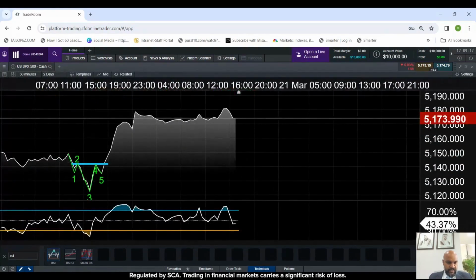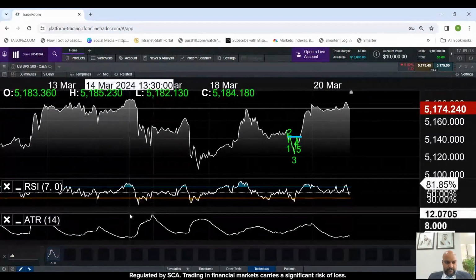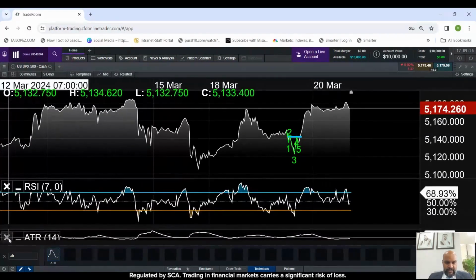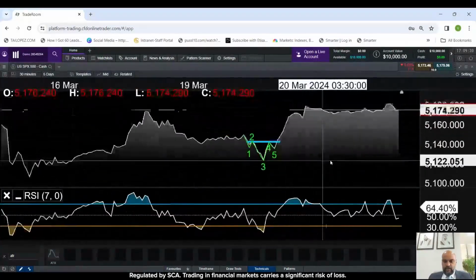Okay, and the other one is ATR. So I'm just going to put both of them together. Or let's just do it one by one, otherwise it will get too congested. Okay, RSI. So let's quickly look at RSI.